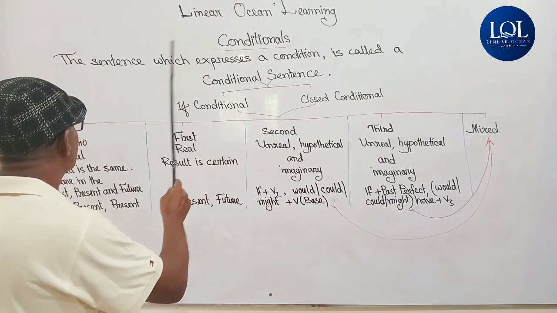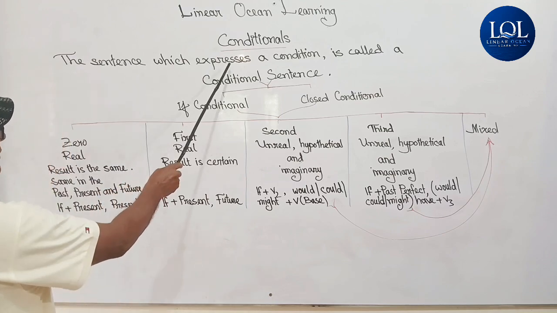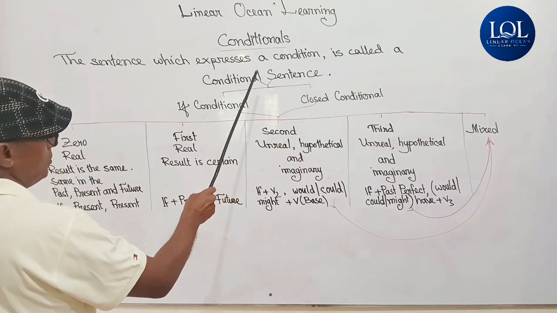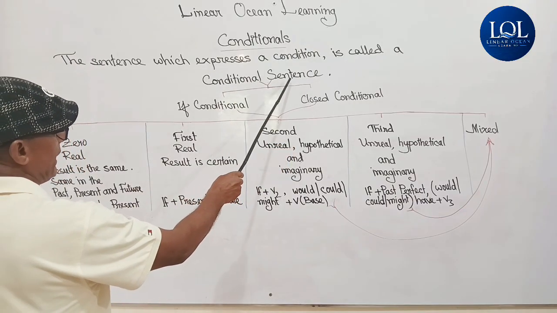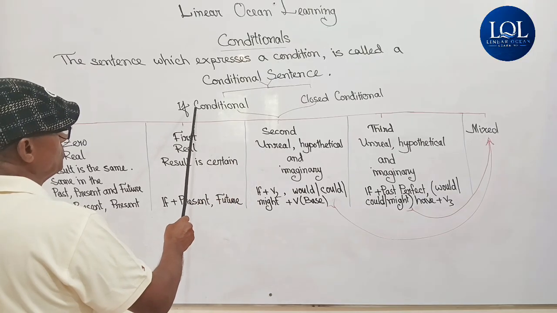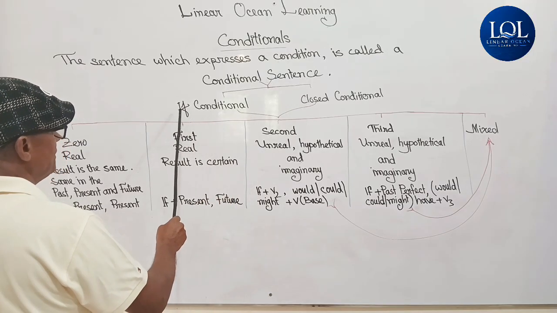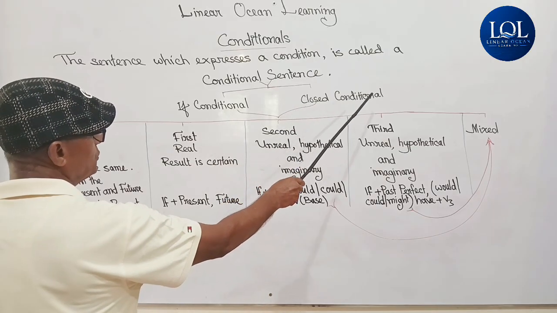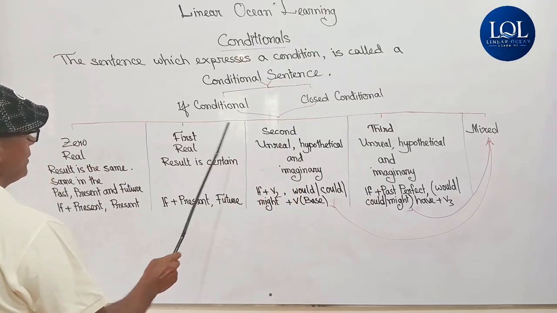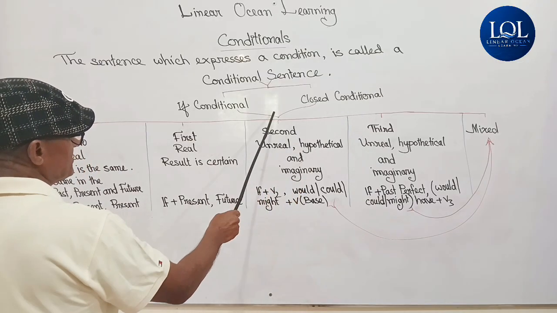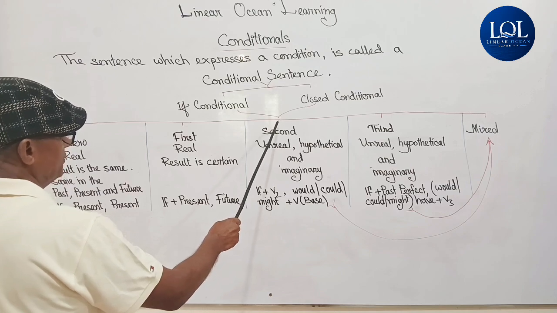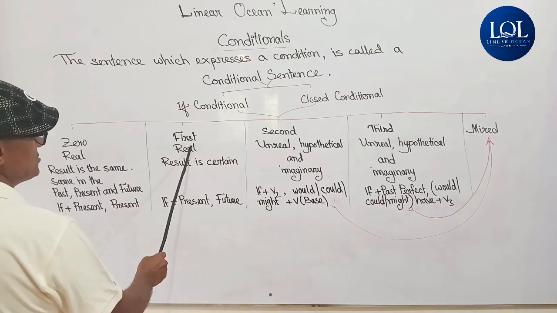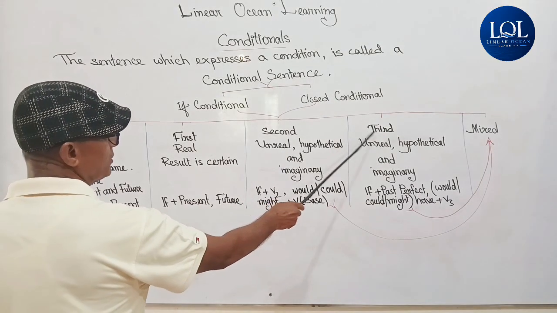Conditionals. What is conditional? The sentence which expresses a condition is called a conditional sentence. Now, conditional sentence can be divided into two types. They are if conditional, another is closed conditional, that means conditional without if. And if we put these two conditional sentences, they will be divided into 5 different types. They are zero, first, second, third, and mixed.